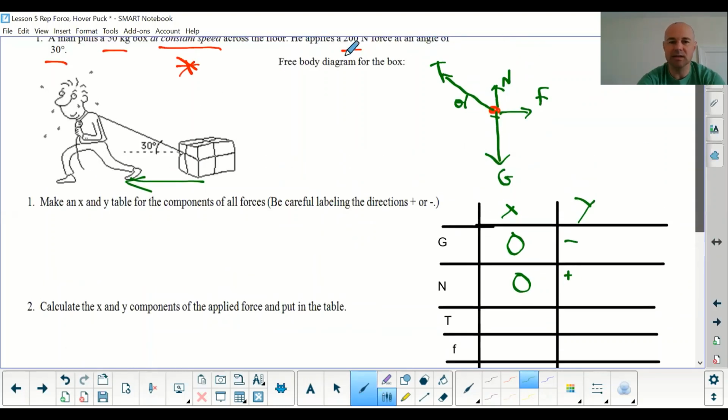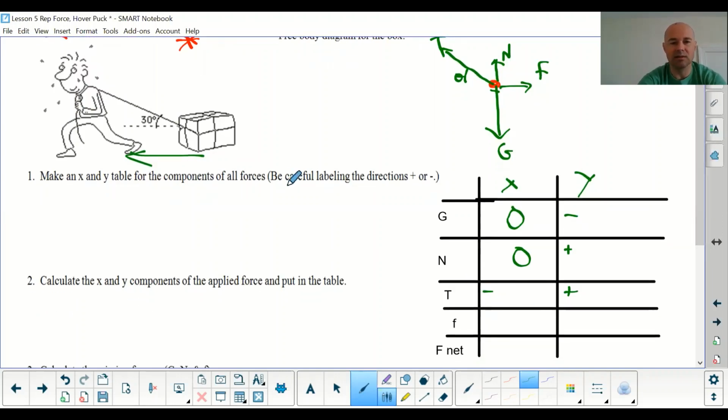For tension, it looks like it's going left because it's pulling to the left. This guy's pulling to the left, so that's going to be negative in the x. And it's going to be pulling up as well, so that's going to be a positive here in the y. So that's got two components. That's one of the ones that's special. And then the friction is going to the right because if the box is sliding to the left, friction is going to go to the right. And friction is not going up or down, so this is going to be a 0.